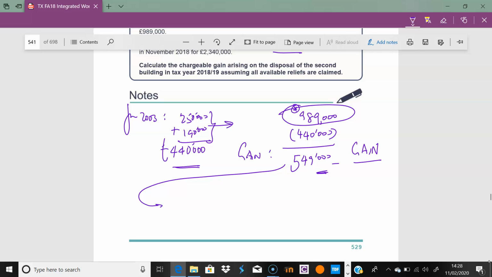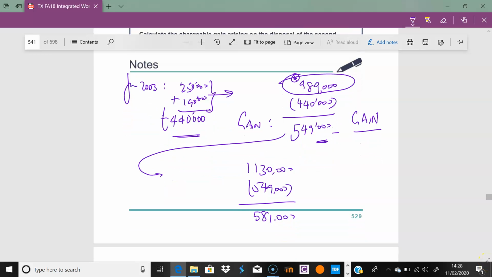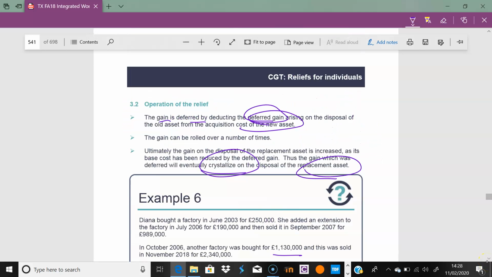What does that mean? This new asset cost you 1.13 million, right? And now you can roll over that gain. So instead of recognizing a base cost of 1.13 million, I will deduct 549 from this, giving me 581,000.